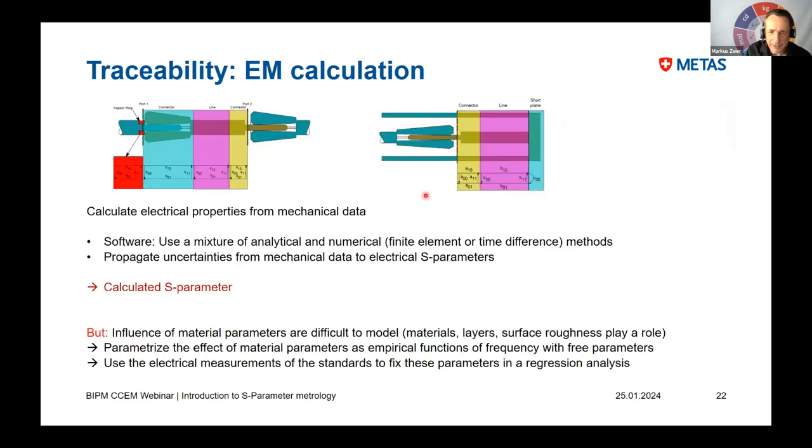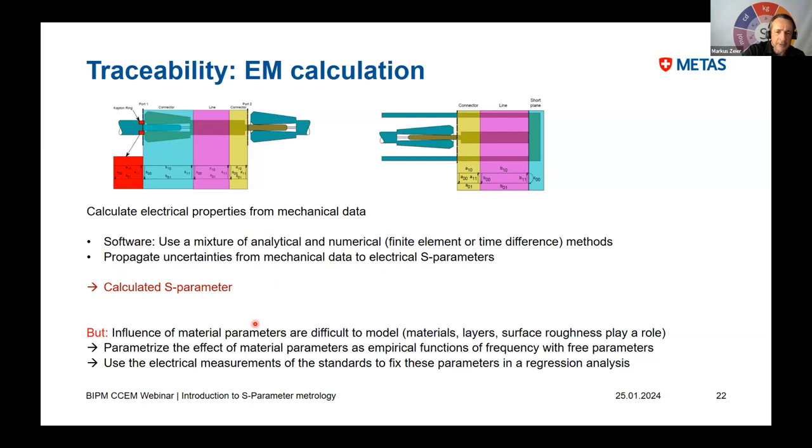Then, based on that, you have all the numbers, you have your model, so you can basically calculate your electrical properties from mechanical data. The software which is being used here and which has been developed is typically a mixture of analytical and numerical methods, and ideally it also allows you to propagate the uncertainties which you obviously have from your mechanical characterization to the electrical S parameters. So that's how you arrive at these calculated S parameters.